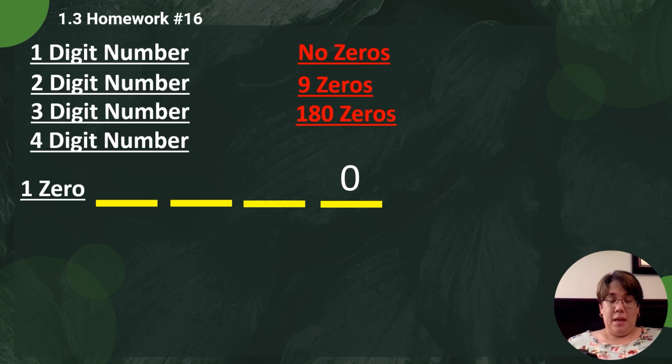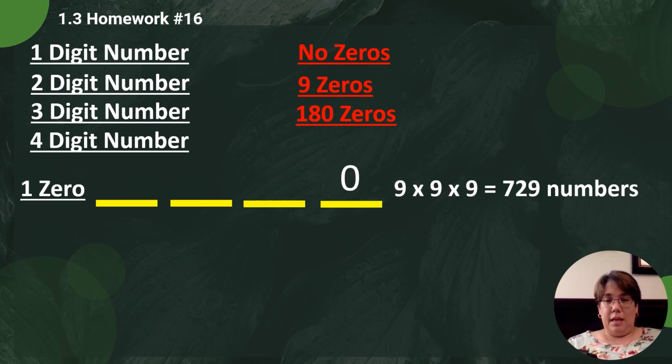Okay, so now for my 4-digit numbers, I'm going to do the same exact thing with 4 digits that I did with 3 digits. So I'm going to start out with 1 zero, and then look at all the different possibilities. All right, so with 1 zero, I could have 9 digits in any of these other places, and there's 3 of them, right? So that's 729 numbers. 9 times 9 times 9. Okay, 4-digit numbers that end in a 0.